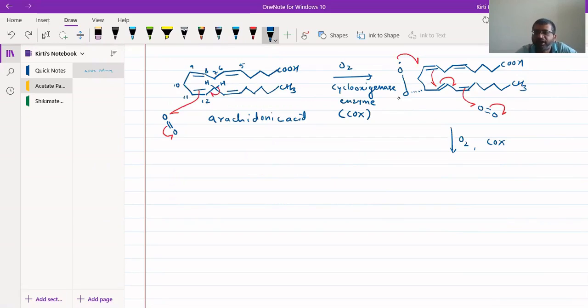Here what we have is, यहाँ पर हमारा ये 5th कार्बन था, ये 6, 7, 8, 9, 10, this is 11, 12, 13, 14, 15 and then rest of it. तो यहाँ पर 8 और 12 के बीच में बॉन्ड बनता है. So we will have this, so this is our 8th carbon and this is our 12th.